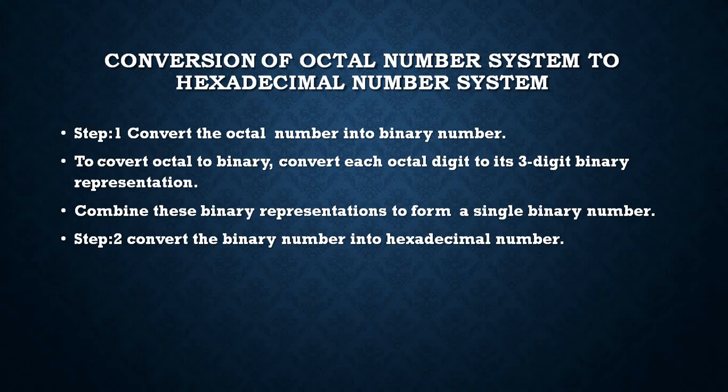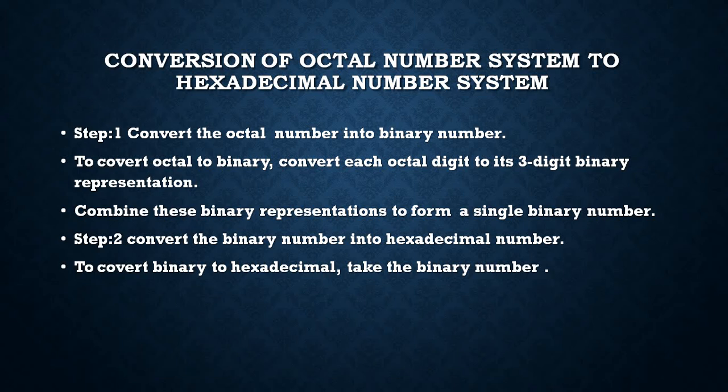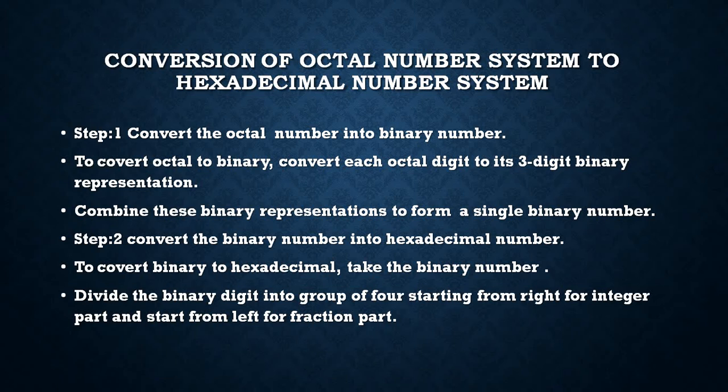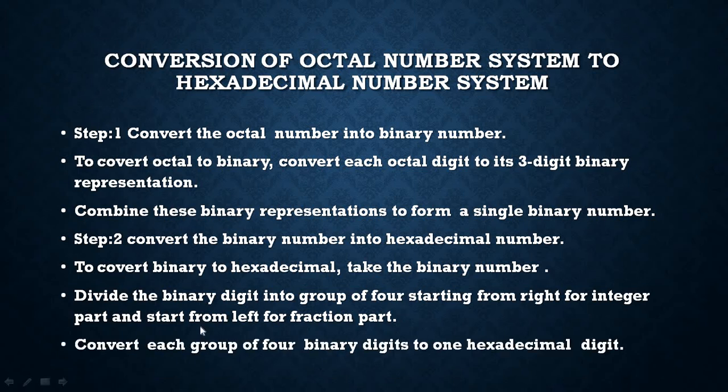And step two, convert the binary number into a hexadecimal number. To convert binary to hexadecimal, take the binary number and divide the binary digits into groups of 4, starting from the right for the integer part and from the left for the fraction part. Convert each group of 4 binary digits to one hexadecimal digit. In this way we convert the octal number system to the hexadecimal number system.